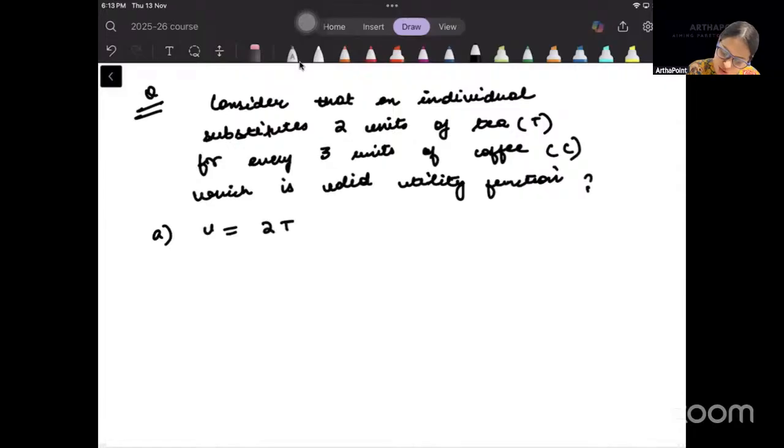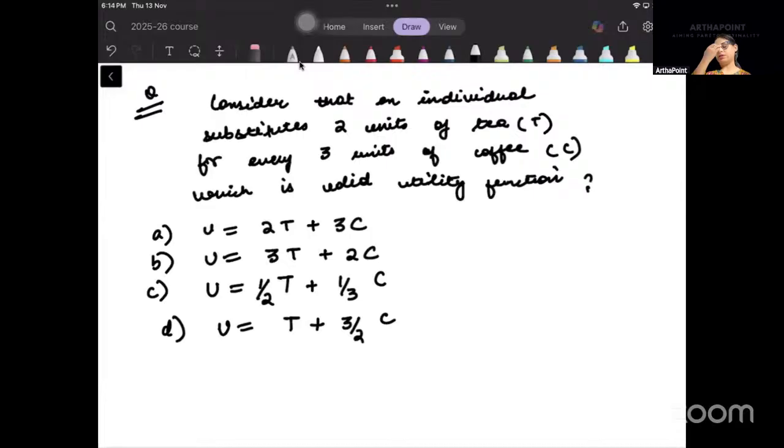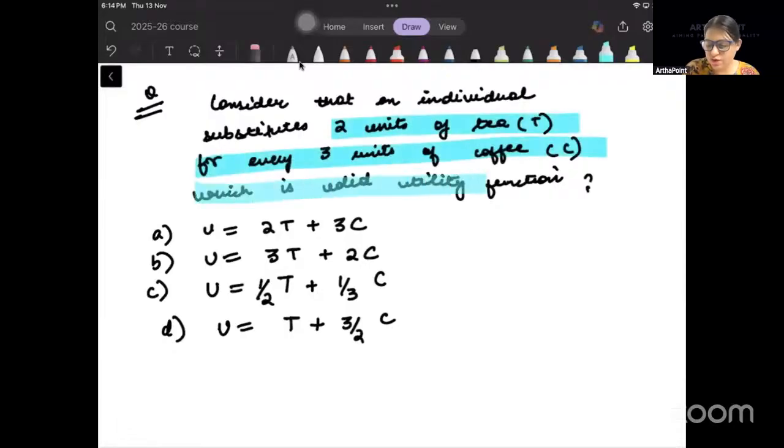U is equal to 2t plus 3c. U is equal to 3t plus 2c. U is equal to 1 by 2t plus 1 by 3c. U is equal to t plus 3 by 2 c. An individual substitutes 2 units of tea for 3 units of coffee. Which of the following is a valid utility function? Give it a try.